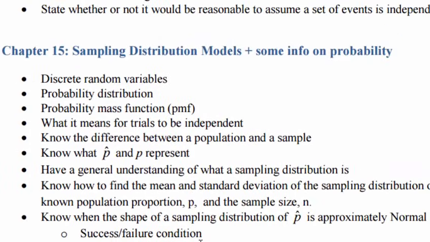So now, what does it mean for trials to be independent? That means one trial will not influence the next trial. And this is very important, especially in sampling. You want to randomly sample and you want to have each of your trials be independent of the last. So we can build, especially with known probabilities.